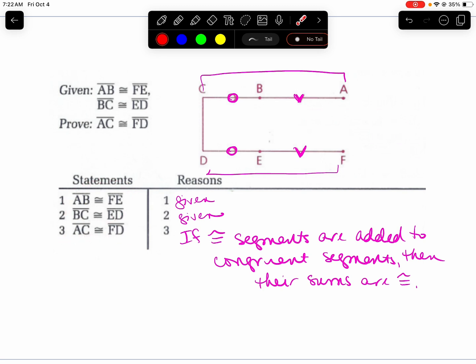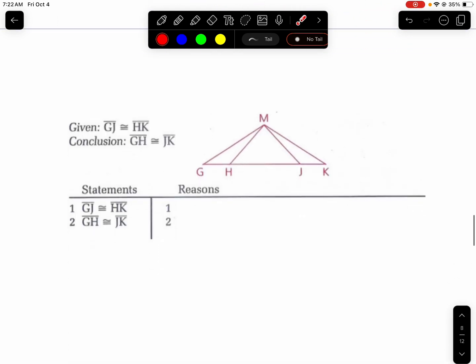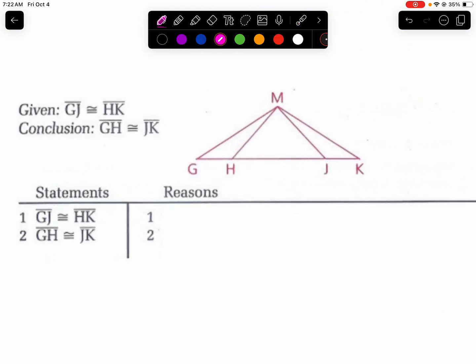Let's look at the next one. It says given GJ, this whole piece, is congruent to HK. We want to prove that GH is congruent to JK. So we've got this whole piece congruent to this whole piece. We want to prove that this is congruent to this. We've got a big piece going to a smaller piece, so we're going to use subtraction. The first statement is given.